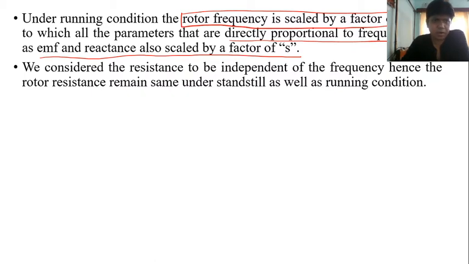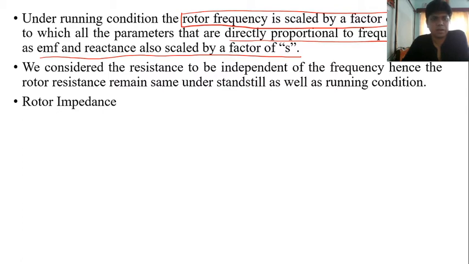In case of a resistance, there is no role of frequency, so that's why we consider the resistance to be independent of the frequency. Hence, in case of the standstill condition and running condition, in both the cases rotor resistance remains the same.